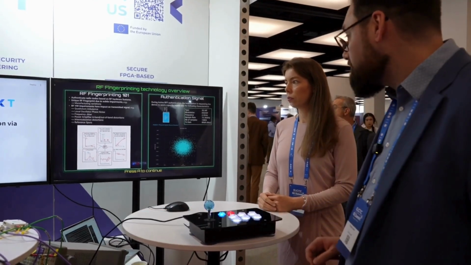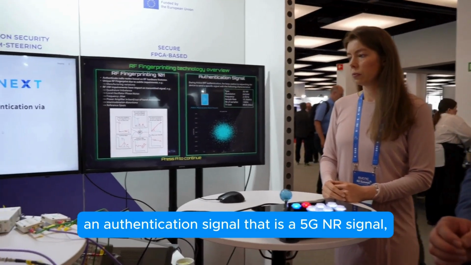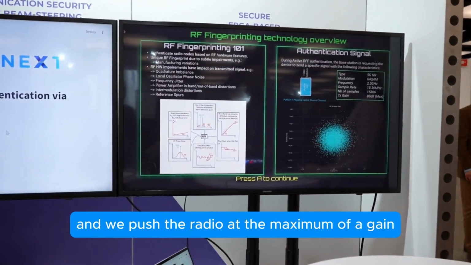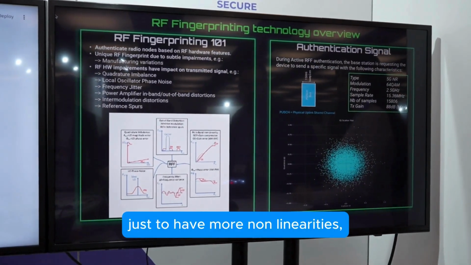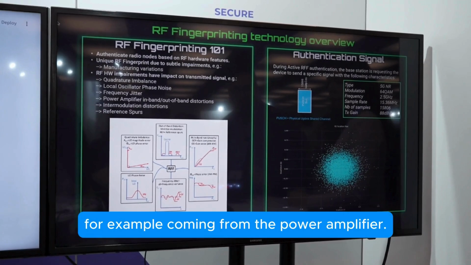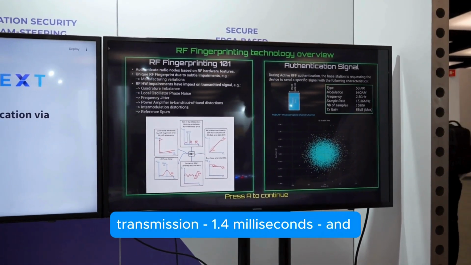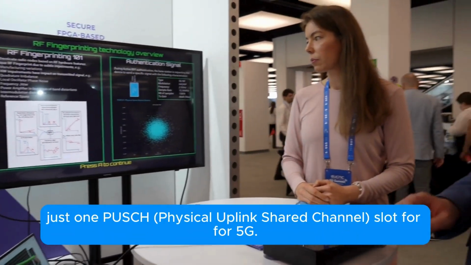For this purpose, we have an authentication signal that is a 5G NR signal at 2.5 gigahertz, and we push the radio at the maximum gain just to have more non-linearities, for example, coming from the power amplifier. It's a very short transmission, 1.4 milliseconds, and just one push slot for 5G.